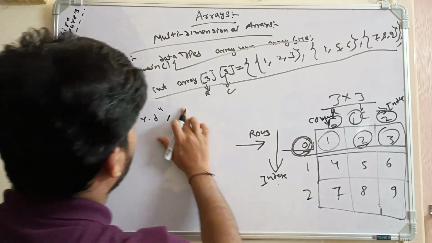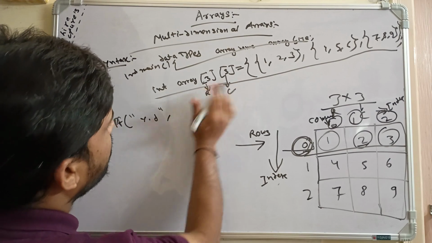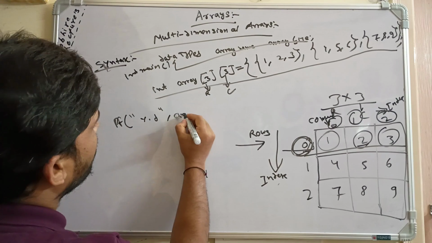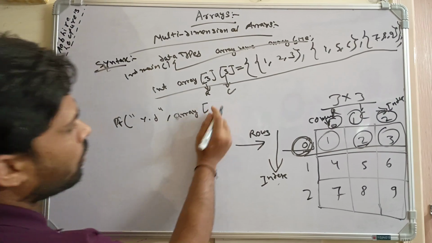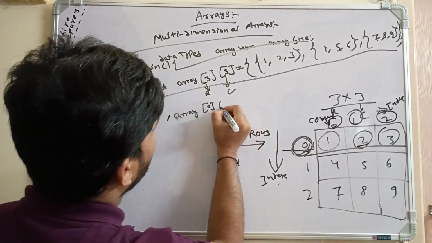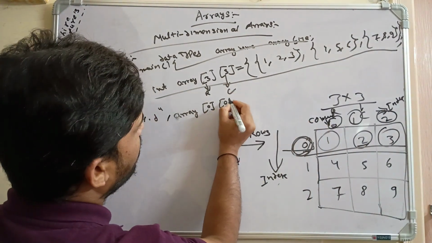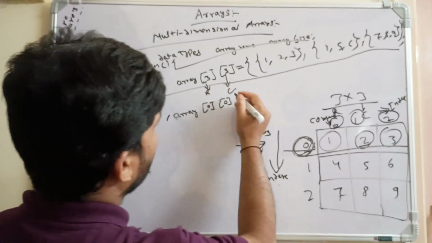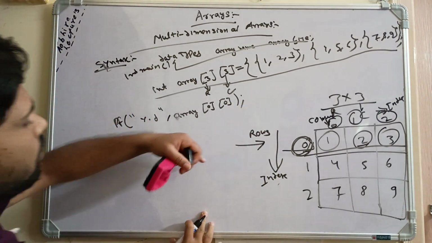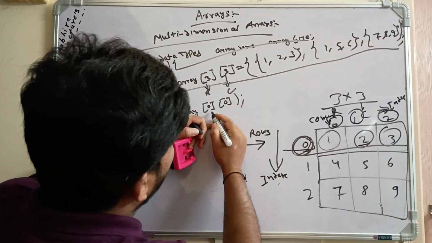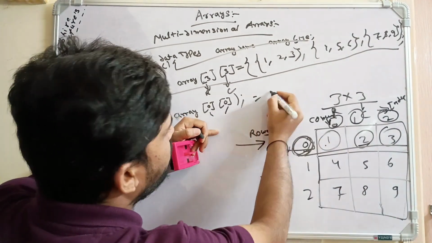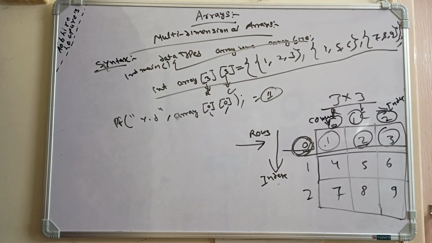See, in row, what is the index? 0 I am taking. Before that, take the variable name array. Row index is 0, the first row I am taking. Again I am taking the column, column index 0 I am taking. Correct? Now close the bracket, semicolon. Print. What is the output we will get? The index in row 0 means 1, in column 0, so the output should become 1.